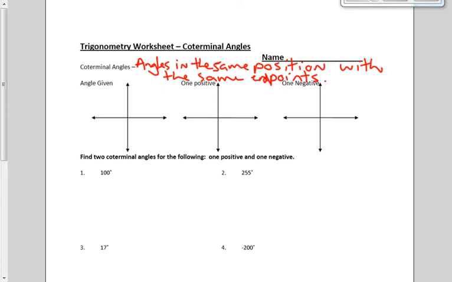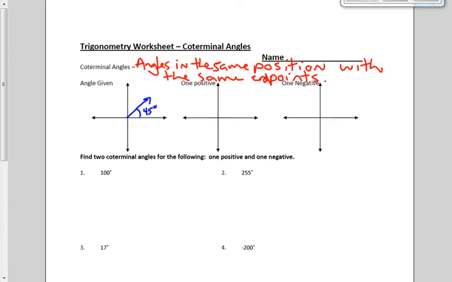We're going to finish off section 1.1 with coterminal angles. Coterminal angles are angles in the same position with the same endpoint. So we can talk about these in degrees. Let's take this one in 45 degrees. This angle is 45 degrees.